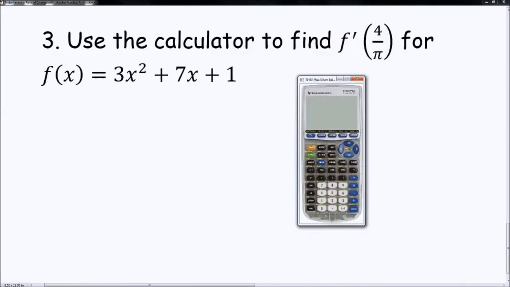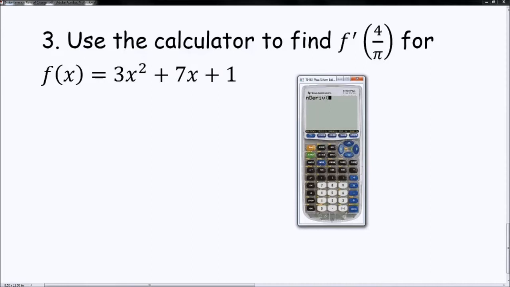Number 3, we're going to use the calculator to find f prime of 4 over pi for the function f of x equals 3x squared plus 7x plus 1. If you're allowed to use the calculator, there's no point in just finding the derivative and then plugging in. Let's use the calculator features. I know this looks kind of small, but this is the best I can get with getting a TI calculator on the screen. Go to Math, which is underneath your alpha button, and scroll down all the way to where you see nDeriv, number 8, and hit enter.